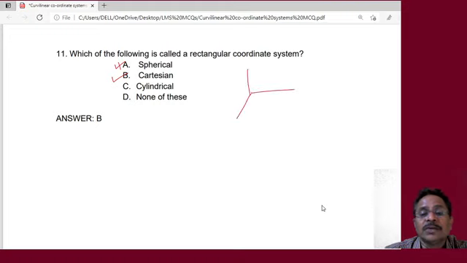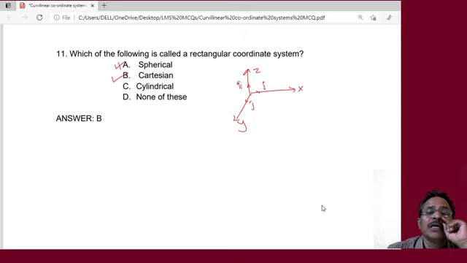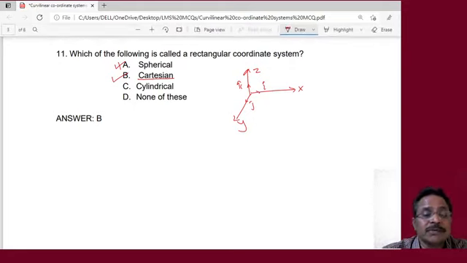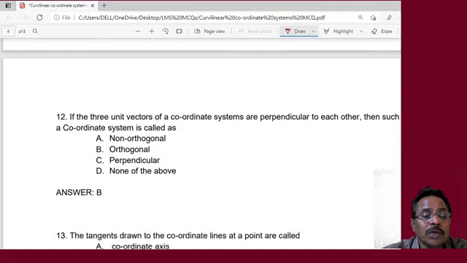Cartesian coordinate system. Okay, so we know that this is the x, this is the y and this is the z axis. All these three axes are perpendicular to each other. Their unit vectors are also perpendicular to each other, that is small i cap, small j cap, small k cap. These three unit vectors are mutually perpendicular to each other. Such a system is called a rectangular coordinate system, and therefore the Cartesian coordinate system is also called a rectangular coordinate system. That is a very easy question, we should not spend more time on this.